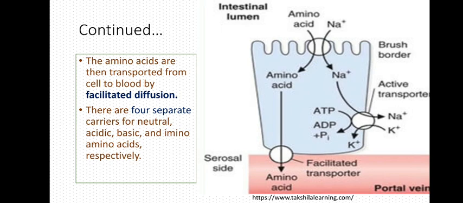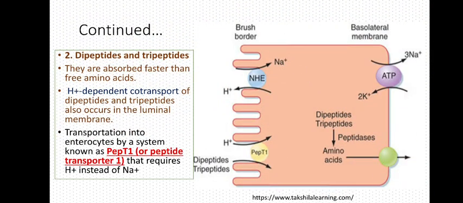Now, see, this is what I have already said. There are 4 different types of carriers present. They are going to transfer from the epithelial cells of the intestine to the circulatory system.